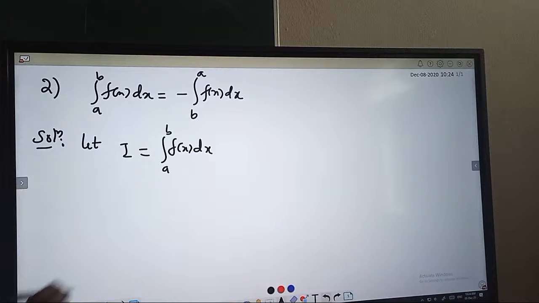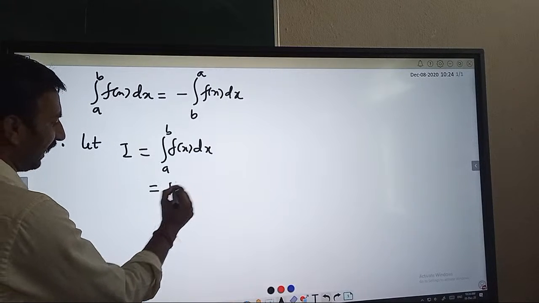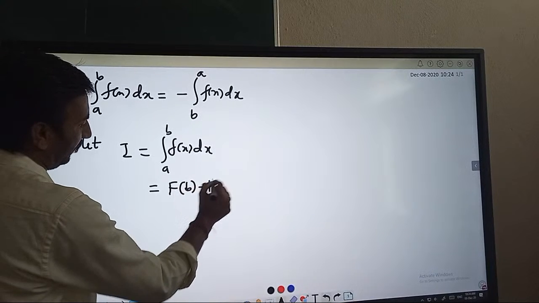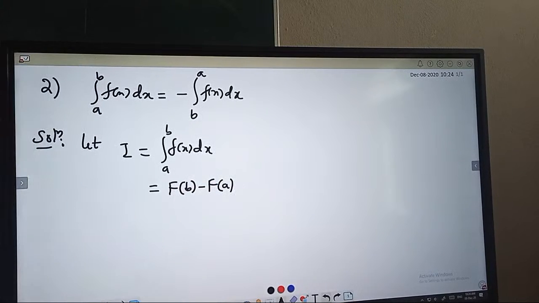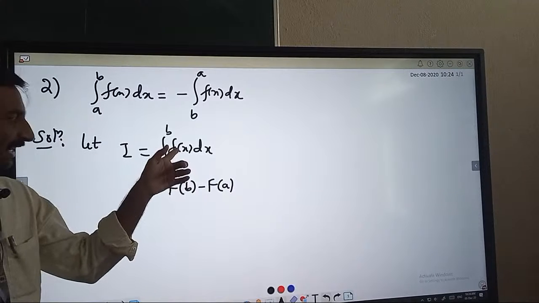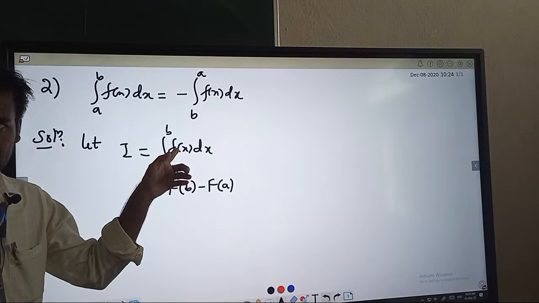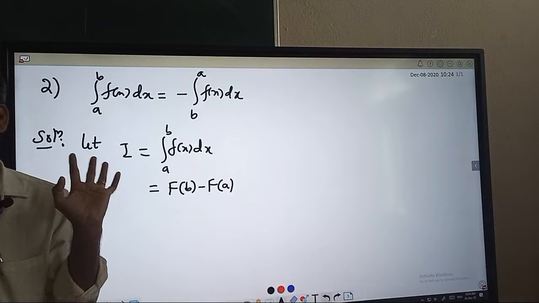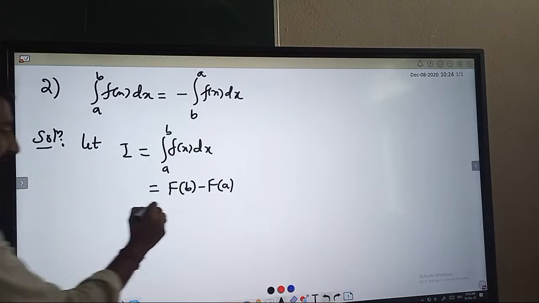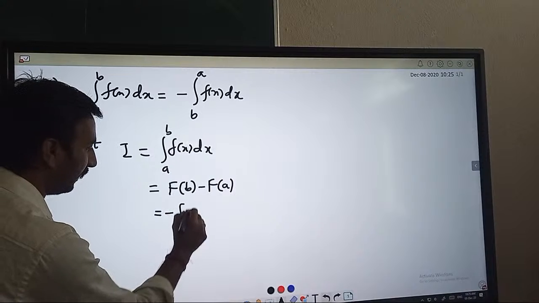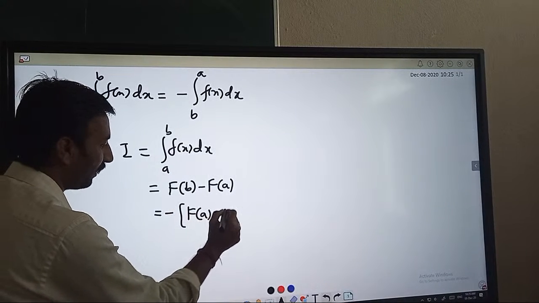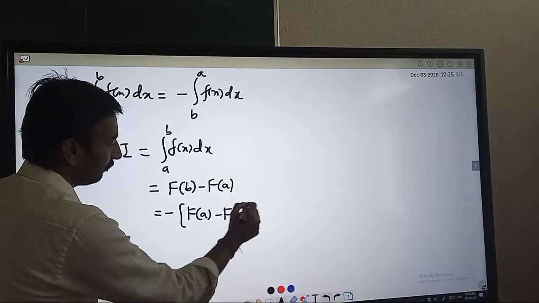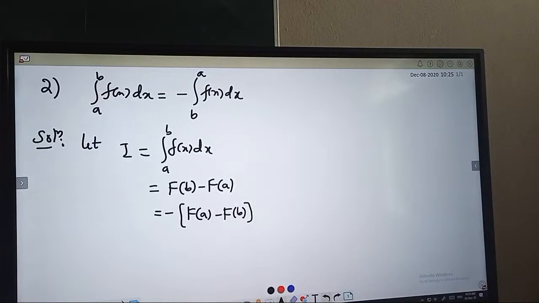You know very well the answer for this is f of b minus f of a. Correct? The definition is written at the beginning. If the integration of this part is f of x, the answer is f of b minus f of a. Suppose I take minus common in these two, what do I get? F of a minus f of b. Correct? Simply I have taken minus common.